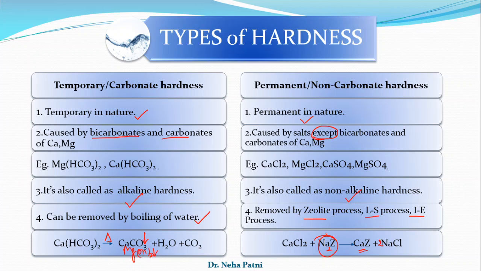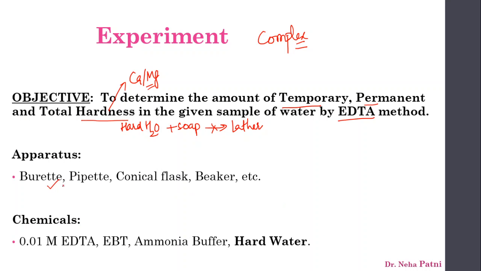Going ahead, the apparatus is the same: burette, pipette, flask and beaker. For the chemicals, we are going to use EDTA as the titrant and EBT as the indicator. EBT is eriochrome black T, a blue colored dye which we are going to use today as an indicator. Ammonia buffer is used to keep the pH constant. We need to maintain it around 10, so we are using a basic buffer, a weak base with its salt with a strong acid. That is why we are using ammonia buffer, and hard water obviously to find out the hardness.